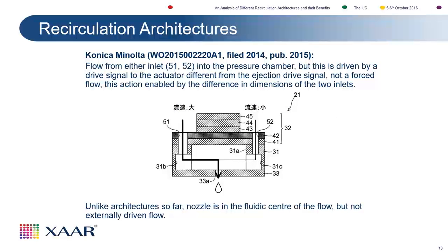If you look at another, and this is not strictly speaking the same because it's not forced recirculation, but if you look at a Konica Minolta head, you can see now, well, at least you have a more open structure, and you also have actuation. Actually, the nozzle is in the center of the actuator, and you can generate pulses from both sides of the actuator, both upstream and downstream.